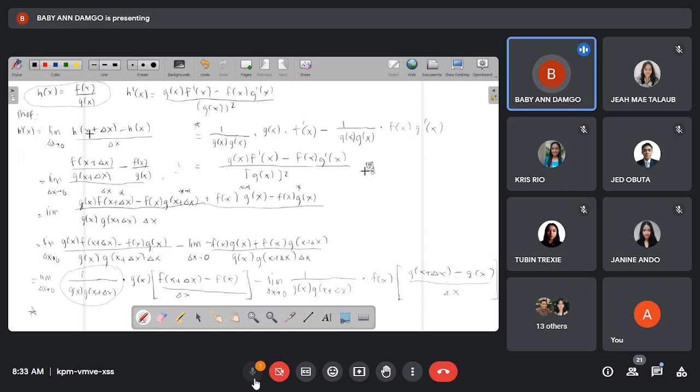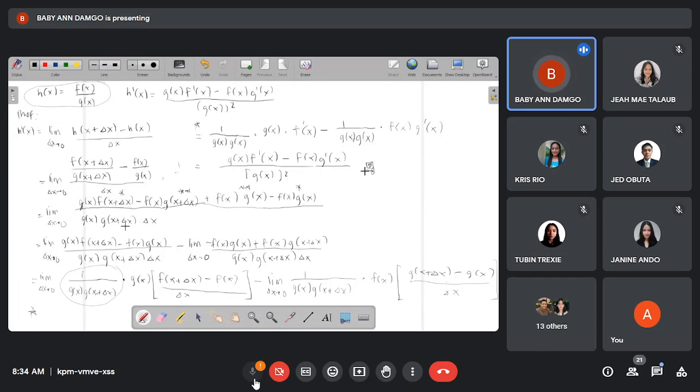So, we evaluate h of x plus the change of x, given that your h of x is equal to f of x over g of x. What we do is substitute x with x plus the change of x. Same for g. Okay? Minus, so we copy h of x, which is equal to f of x over g of x. Okay? So, simplify. So, get the LCD of this.